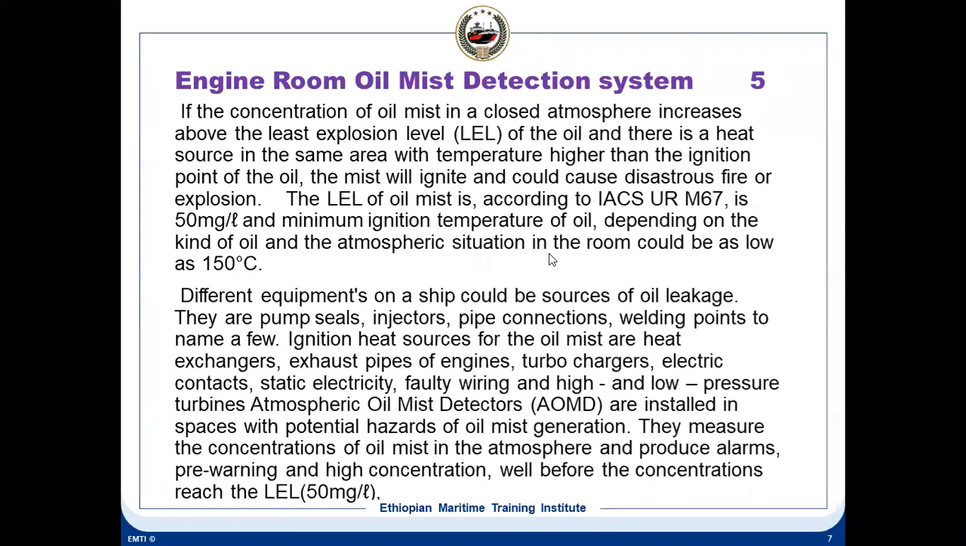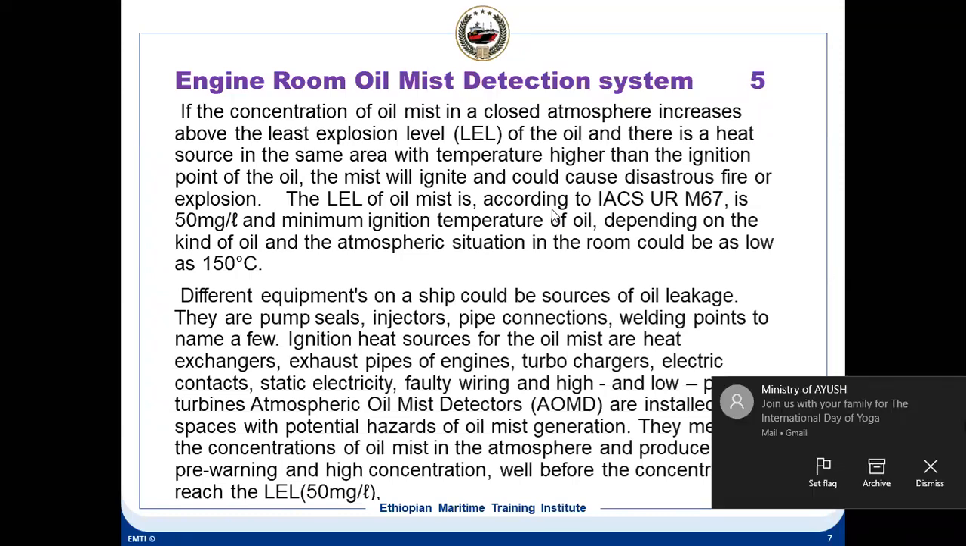So this is generally what we call an atmospheric oil mist detection system, or we can call it the engine room oil mist detection system. This is mandatory on unmanned ships as per the International Association of Classification Societies. It is mandatory, and it is very frequently checked whenever they do the SIRE inspection. They are very particular about this engine room oil mist detection system, in addition to the engine oil mist detection system. Both are two different things.